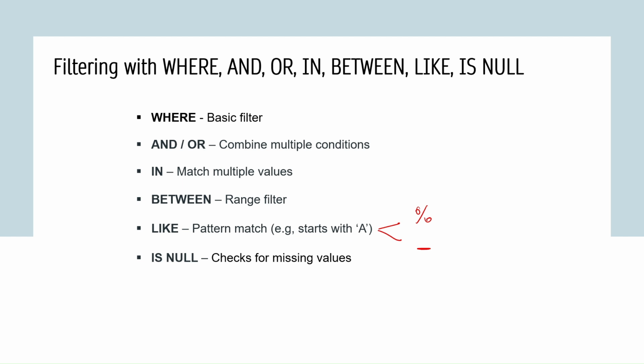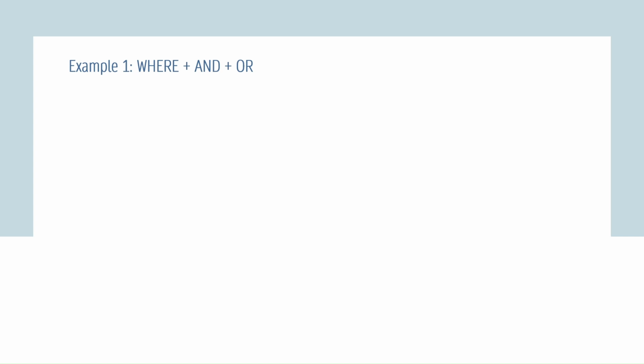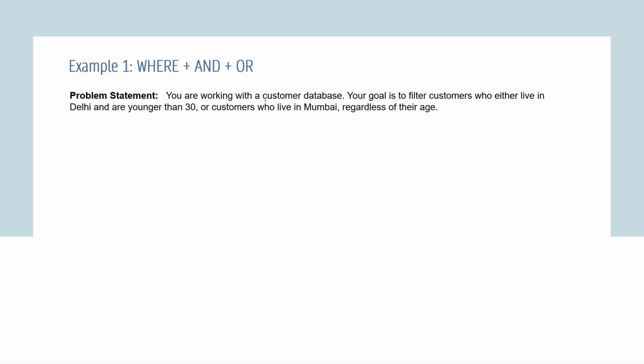So let's move on to discuss the examples. The very first example is where we will make use of the WHERE clause along with the AND OR operator. Let's take a look at the problem statement. You're working with a customer database and your goal is to filter customers who either live in Delhi and are younger than 30, or customers who live in Mumbai regardless of their age.